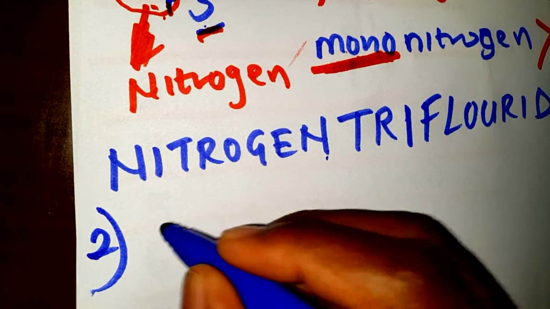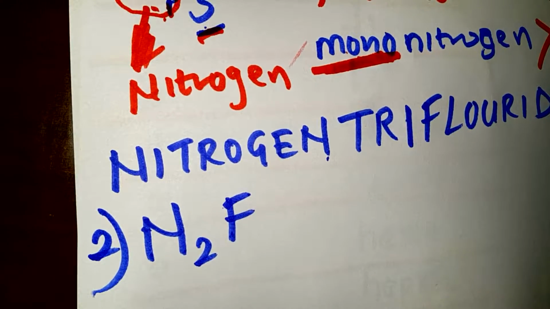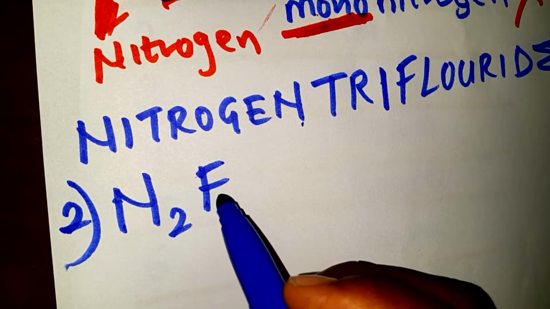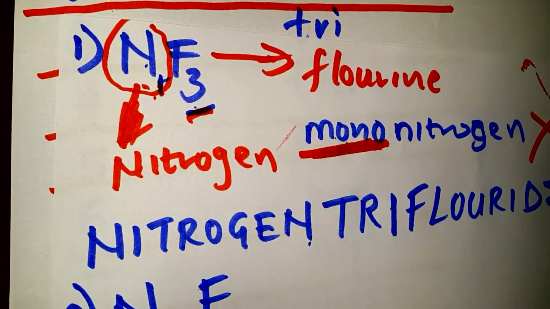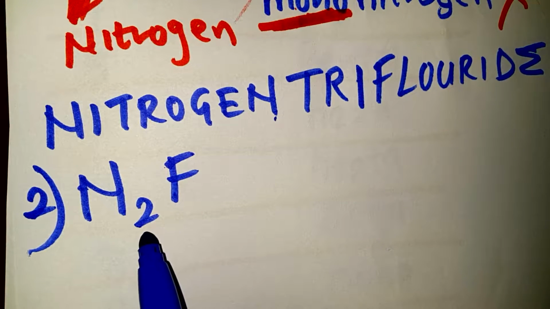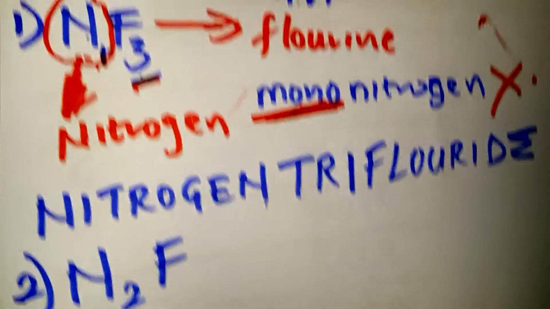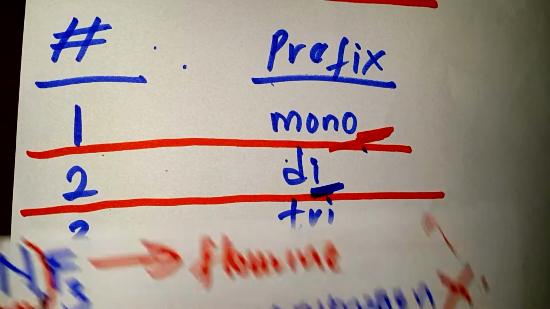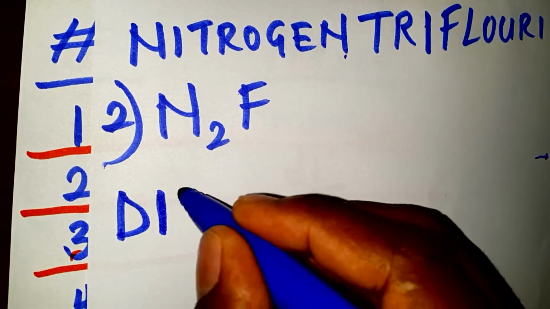The second one, we have N2F. Here, this is nitrogen, this is fluorine. We do the same thing here. So we first look at our prefix. Our prefix here is, we have 2. This is not 1. So here, because we have 2, we can start with the prefix of 2. What is the prefix of 2? Prefix of 2 is di. So we can start with di. So we write dinitrogen.